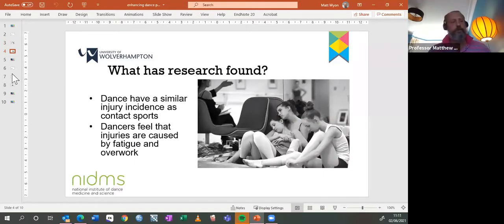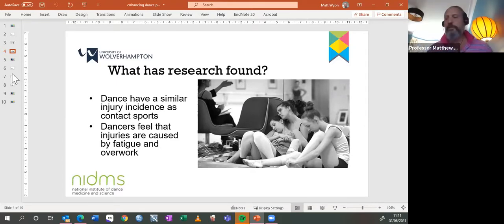From an injury perspective, what we found is dancers have a similar injury incidence as contact sports. Now this is around 4.4 injuries per 1,000 hours of dance activity. So that's the same as soccer or rugby, where generally there's an opposition who are trying to kill you. And we don't have this in dance. There's no one on stage trying to take you out. Hopefully you're all working together to perform. So it's interesting that we have a similar high injury incidence.